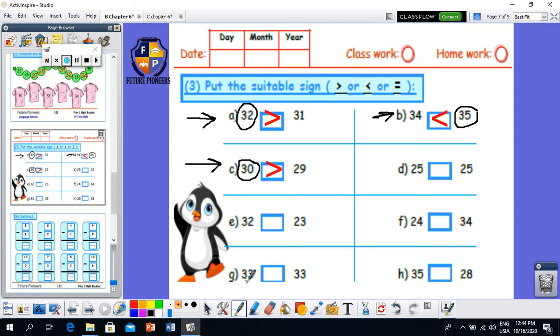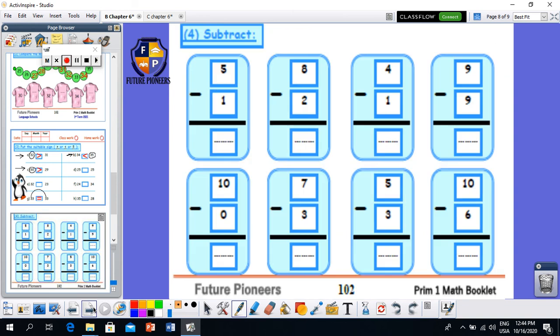D, 33 and 33. So now we have two same numbers. So what shall we do? We will put the equal sign. Great job. You can complete the rest of the page.